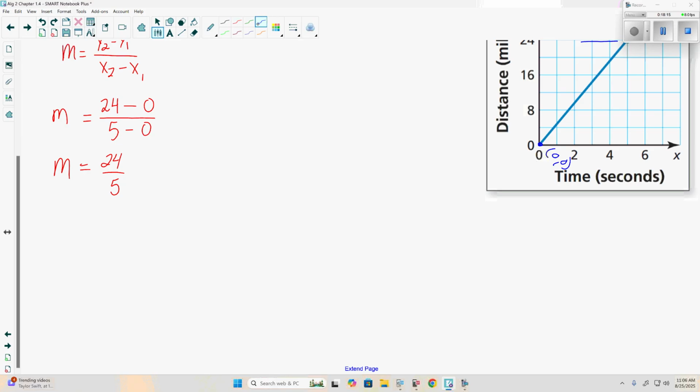So what this slope is saying is that for every 5 seconds, it travels 24 miles. We just interpreted the slope. That's it. When it says interpret the slope, it's what is the slope telling us?